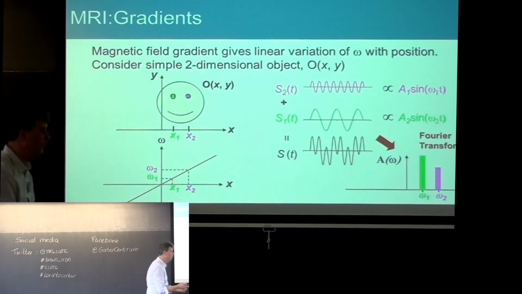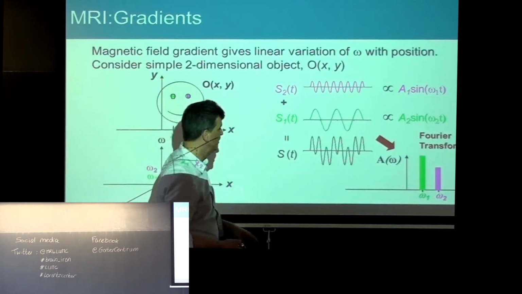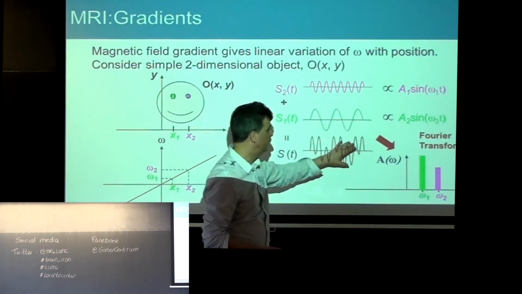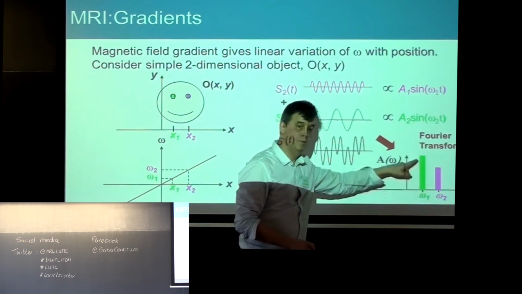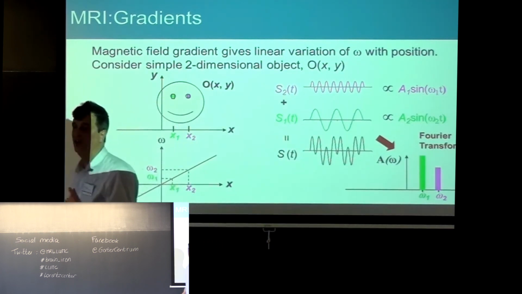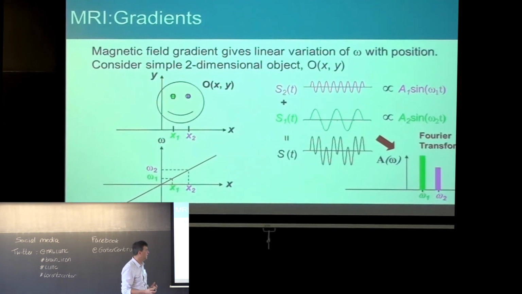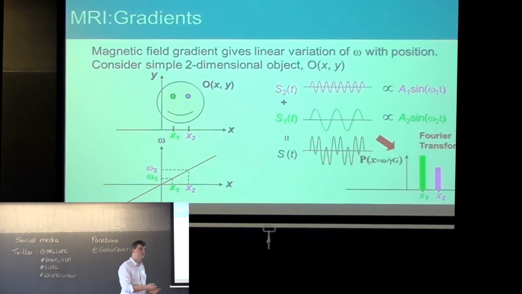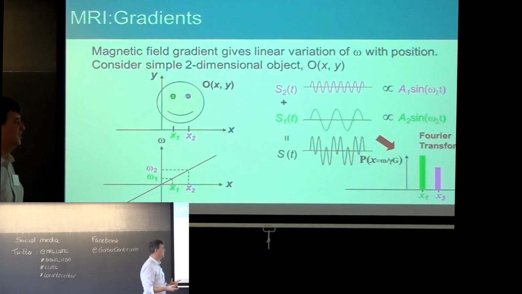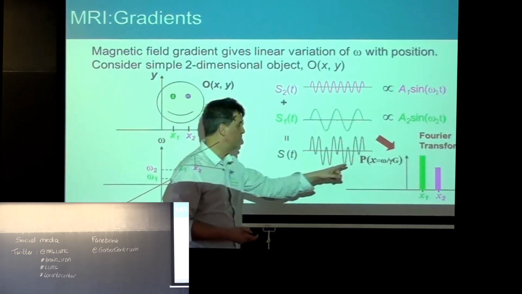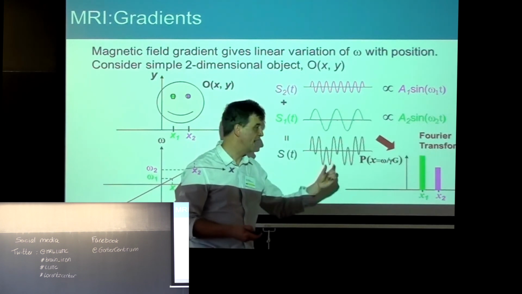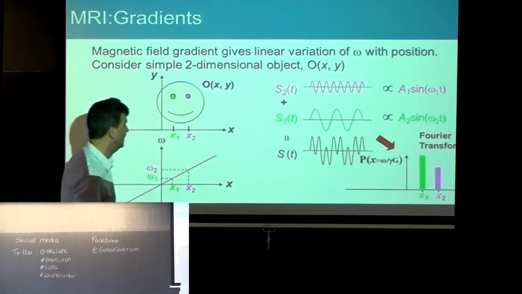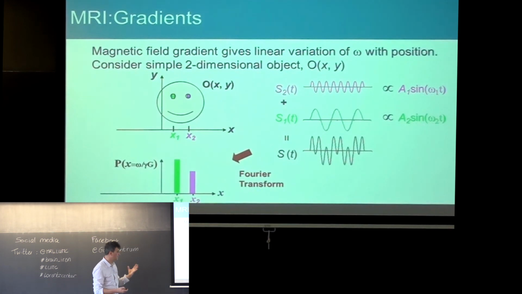The Fourier transform is the approach that's used. So you take a signal, you Fourier transform it, and you end up with a measurement of how much signal is occurring at each different frequency. And then, because of the linear relationship between frequency and position in the presence of the gradient, you can then say how much stuff there is at each different position along the x direction in the object. So that's what you can do.